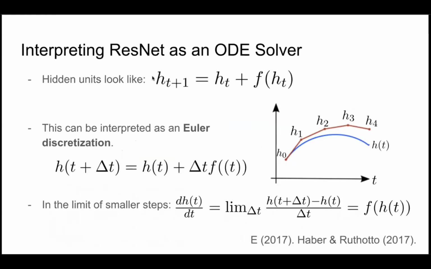Now, the hidden units in the ResNet follow this formula, where each layer has a residual connection. So you apply f on the state itself, and then you just simply add it to the input. Now, this can be interpreted as a specific way of solving an ODE where f is a differential equation, specifically with a step size of 1 and the Euler discretization. Now, from this viewpoint, we can view a neural ODE as the infinitesimal limit of a ResNet, where the step size goes to 0.